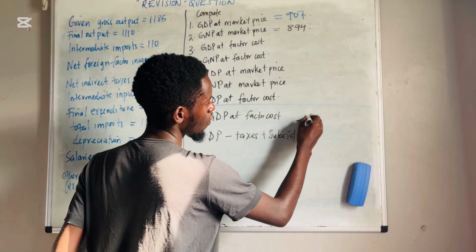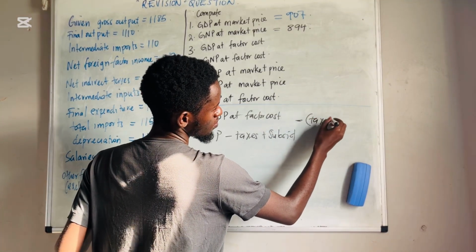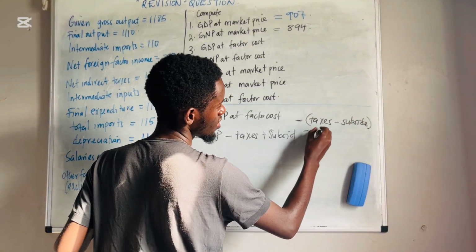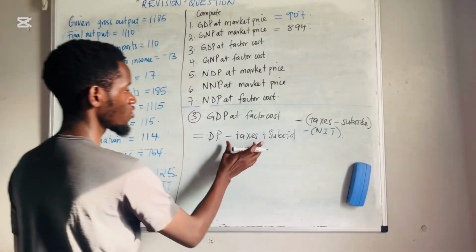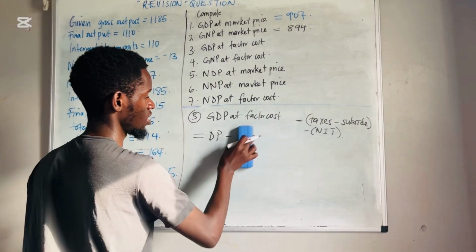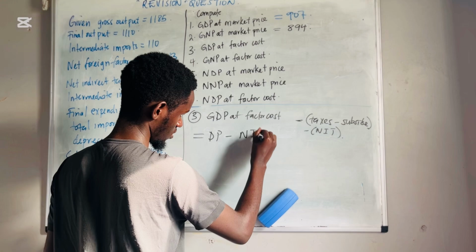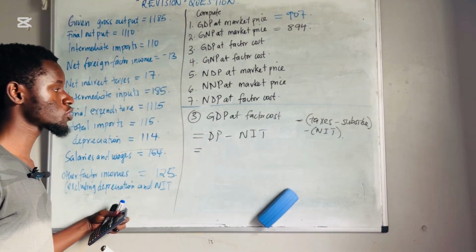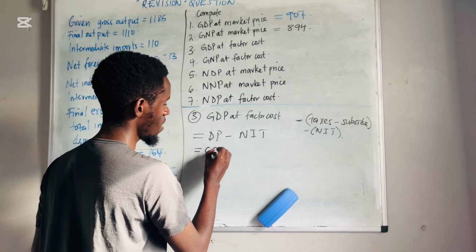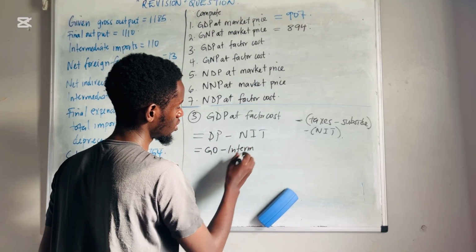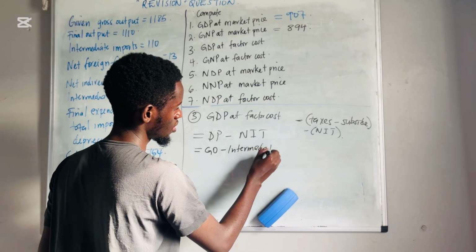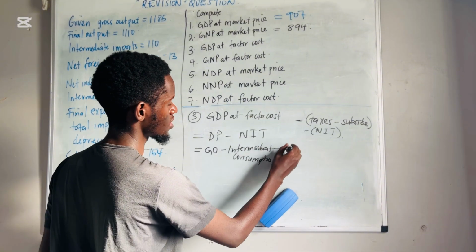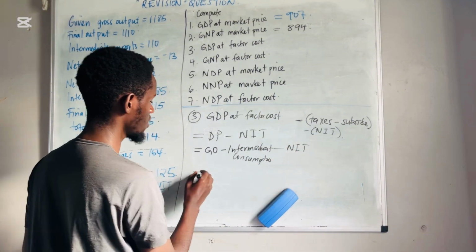Now from there, we know that if we put a negative, we also have taxes minus subsidies, and it's going to be our NIT, which is the net indirect taxes. Therefore, we just need to have our GDP minus NIT. Yes. Now, from that point, we say our GDP is the same as having gross output minus intermediate consumption. And remember, intermediate consumption is composed of intermediate inputs and imports minus the NIT, which NIT is 17.